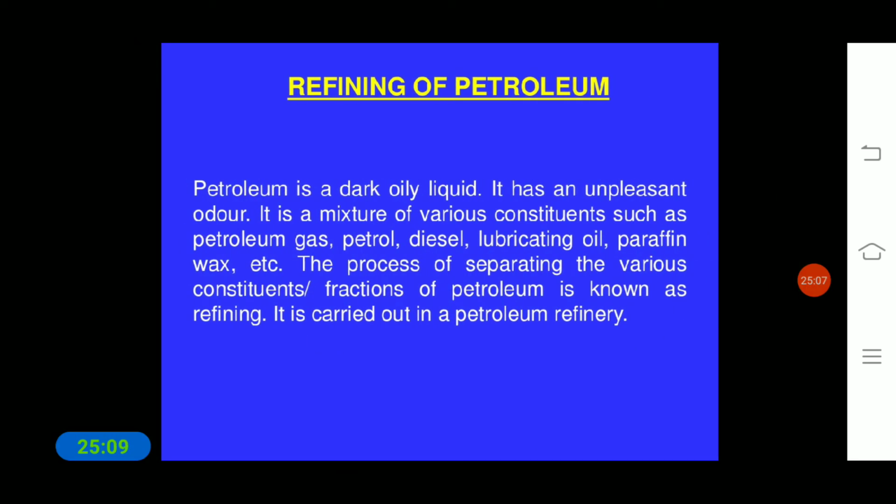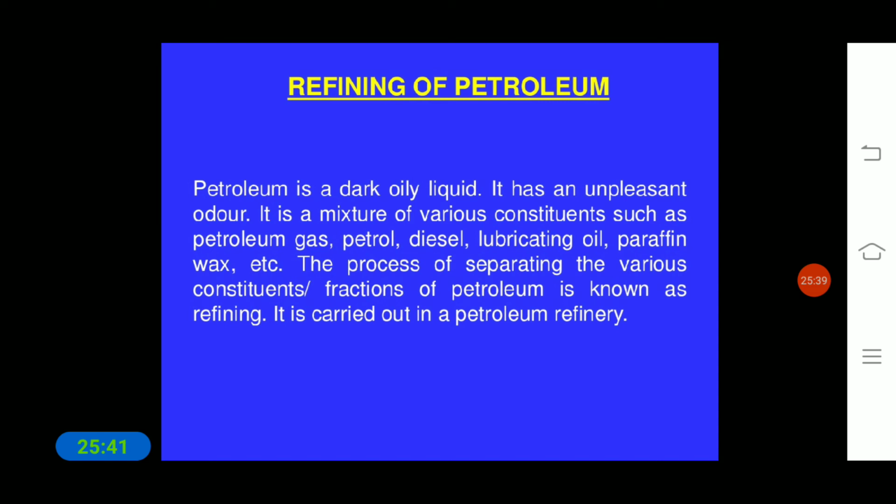Okay, so next is what? The refining of petroleum. Petroleum is a dark, oily liquid with an unpleasant odor, and it is a mixture of various constituents such as petroleum gas, petrol, diesel, lubricating oil and paraffin wax, etc. So these are the mixture of various constituents. The process of separating the various constituents, the fractions of petroleum, is known as what?